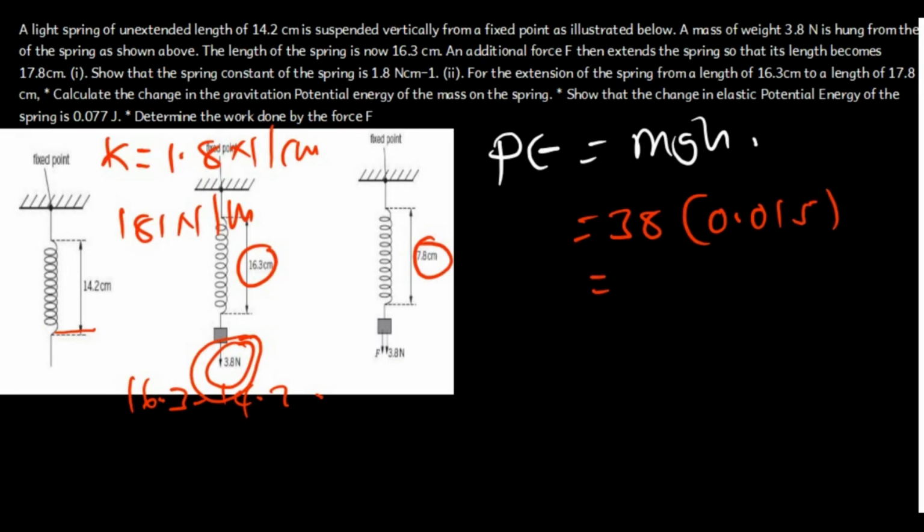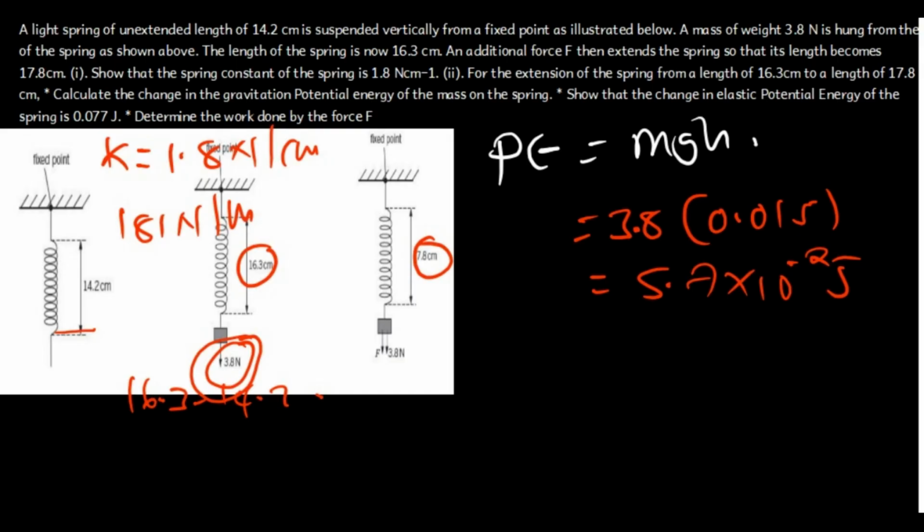So our gravitational potential energy is going to be 5.7 times 10 raised to the power negative 2 joules. If you don't want to put your answer in scientific notation, you can say 0.015 times 3.8. This is 3.8, by the way. Yeah, it's supposed to be 3.8.